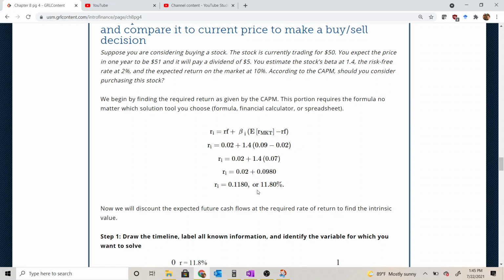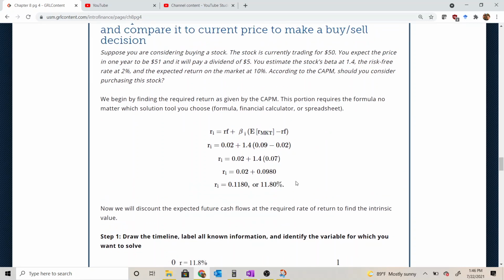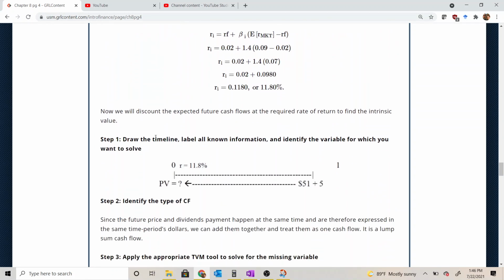So this is what we need the stock to return in order to compensate us for the risk associated with the stock. This isn't what we think is going to happen. It's what we need to happen in order to be compensated for the risk. Now we're going to take a slightly different look at the actual stock itself. Just like we did in the very first examples in this chapter, we're going to use that minimum required return from the CAPM to calculate an intrinsic value for the stock. That is what we think it's actually worth given its risk. Then we'll compare that with the current price to see if it's going to give us more or less return than we actually need.